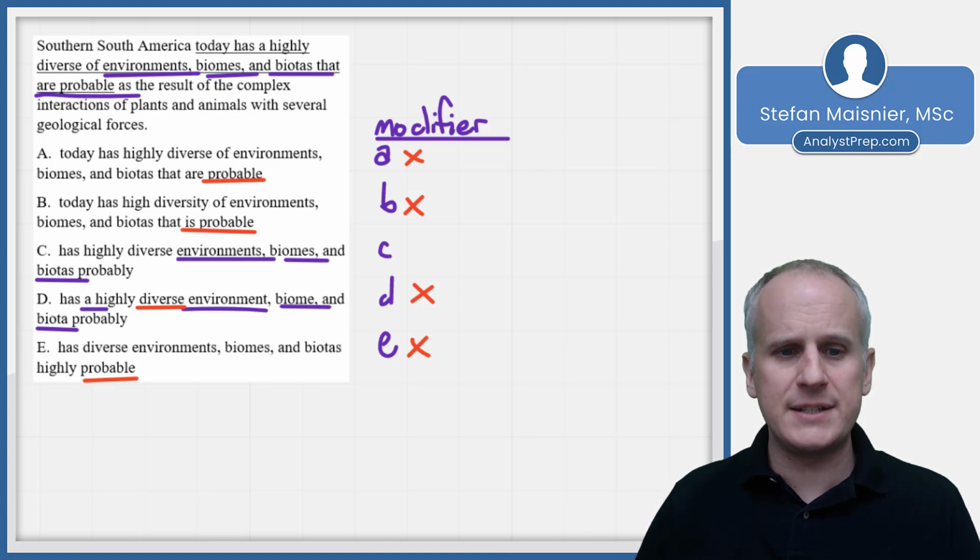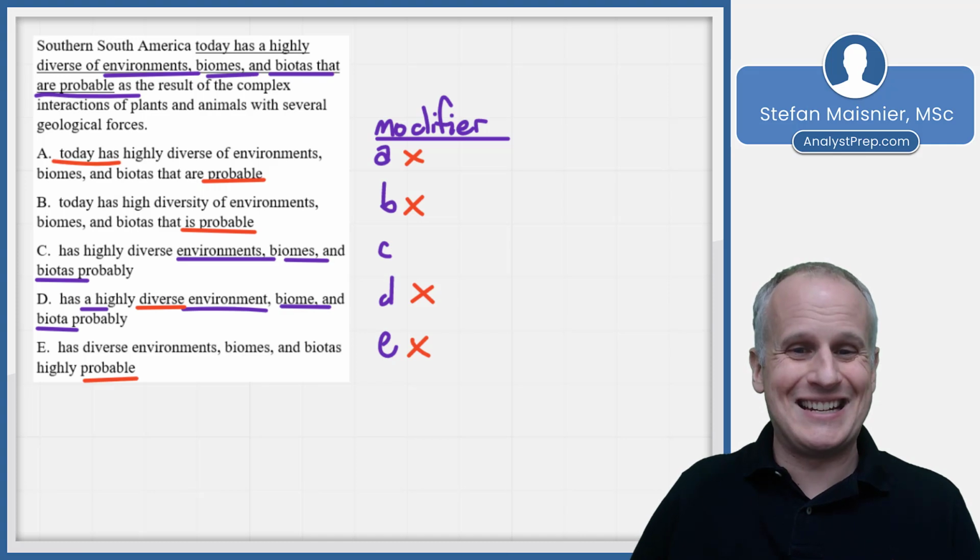So, Southern South America has highly diverse environments, biomes, and biotas, probably as the result of the complex interactions of plants and animals with several geological forces. And that captures the original intent without changing the meaning. And you'll note it is a little bit more succinct. We don't need a "today" here.